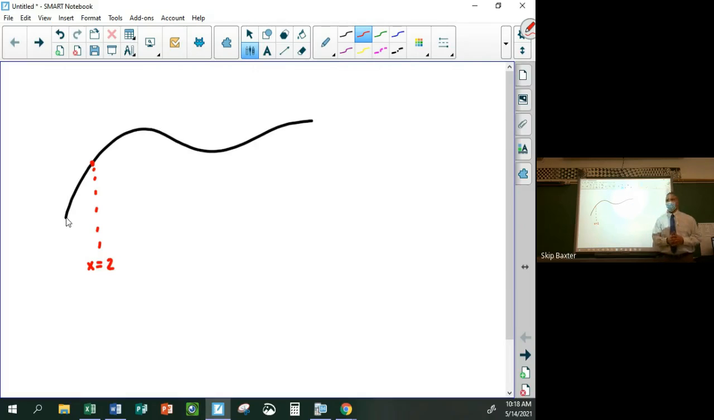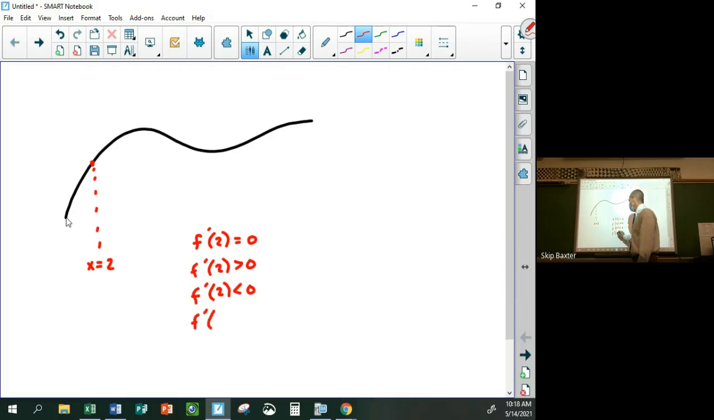And it'll be multiple choice. Like they'll say, which of the following best describes the derivative at that point? F prime of 2 equals 0. F prime of 2 is positive. F prime of 2 is negative. Or F prime of 2 is undefined.